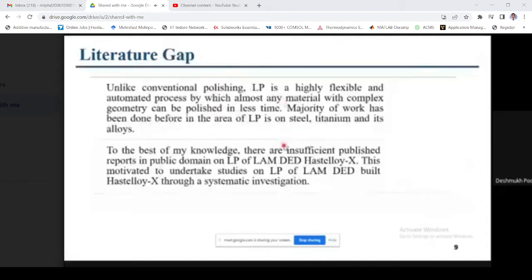So from the literature, what I have observed is that the majority of work is carried out on the materials steel, titanium, and its alloys only. If we see Hastelloy-X, it has wide industrial applications for high temperature applications where corrosion resistance is also necessary. So I took Hastelloy-X as the material under investigation for laser polishing.